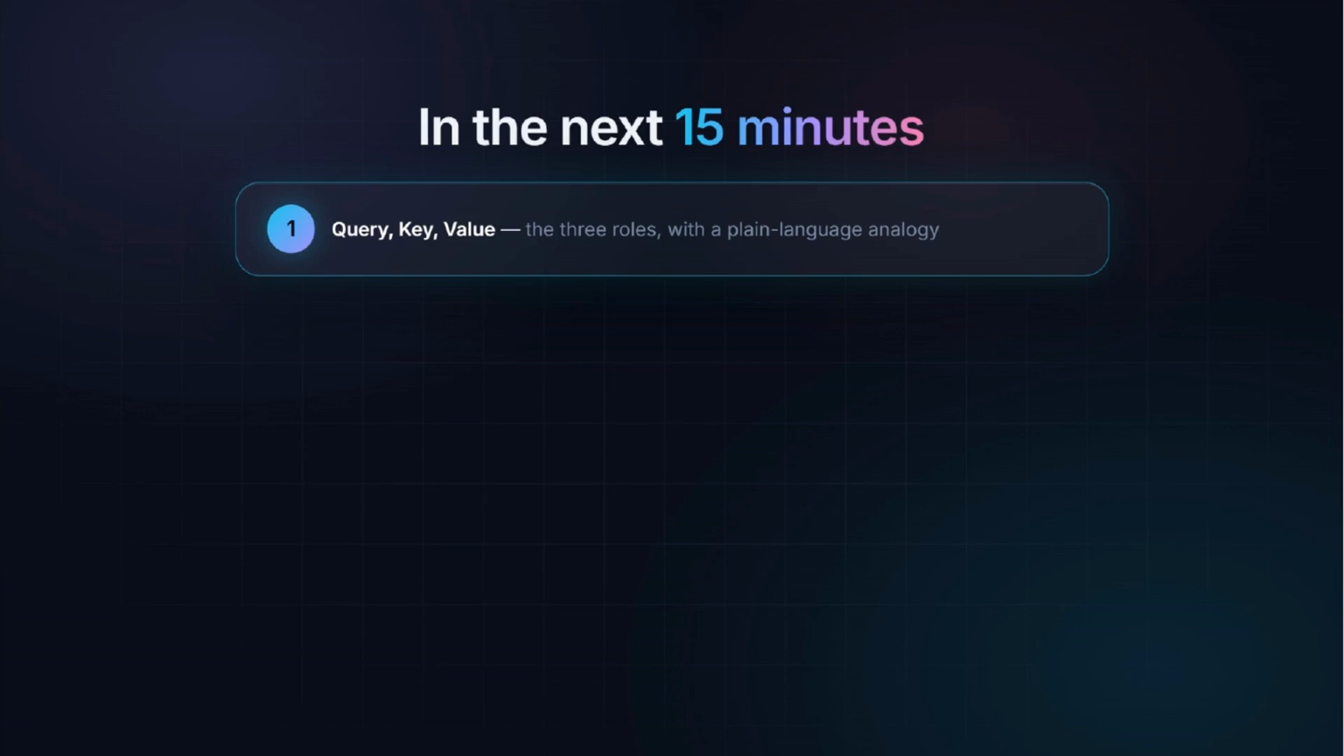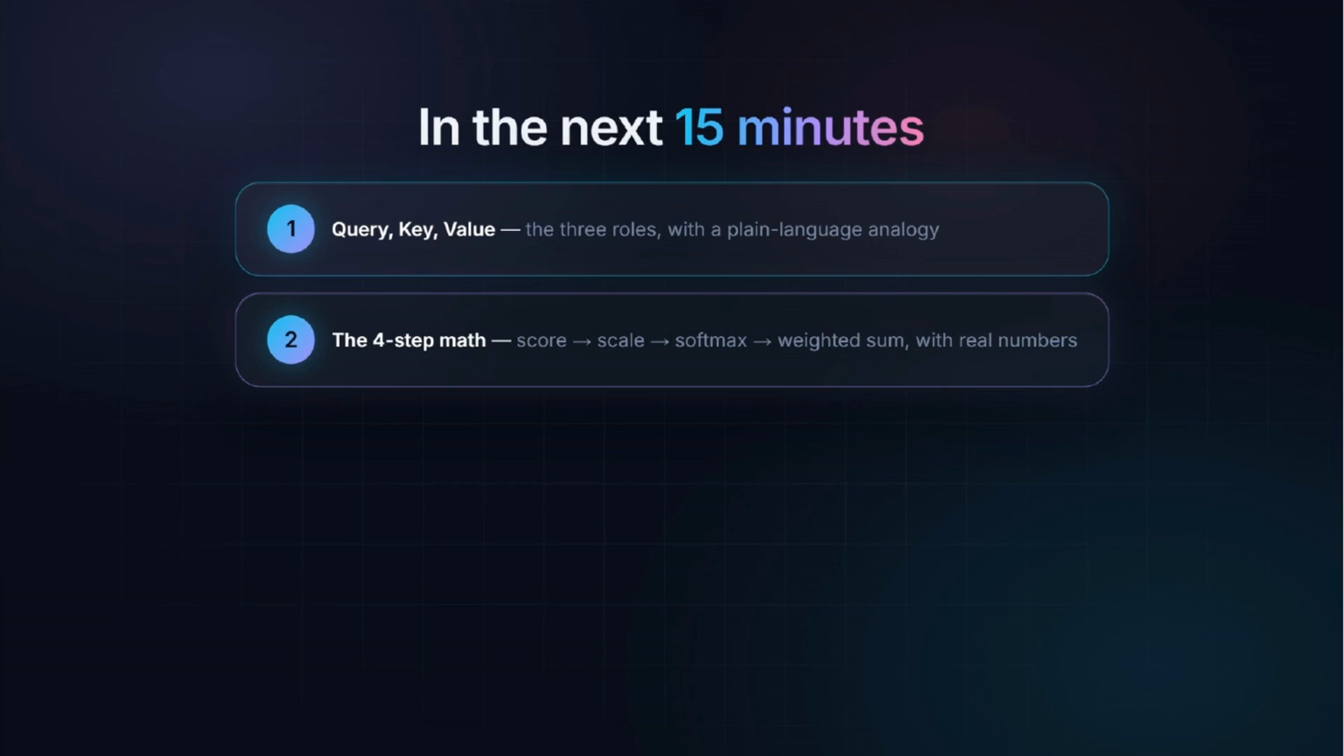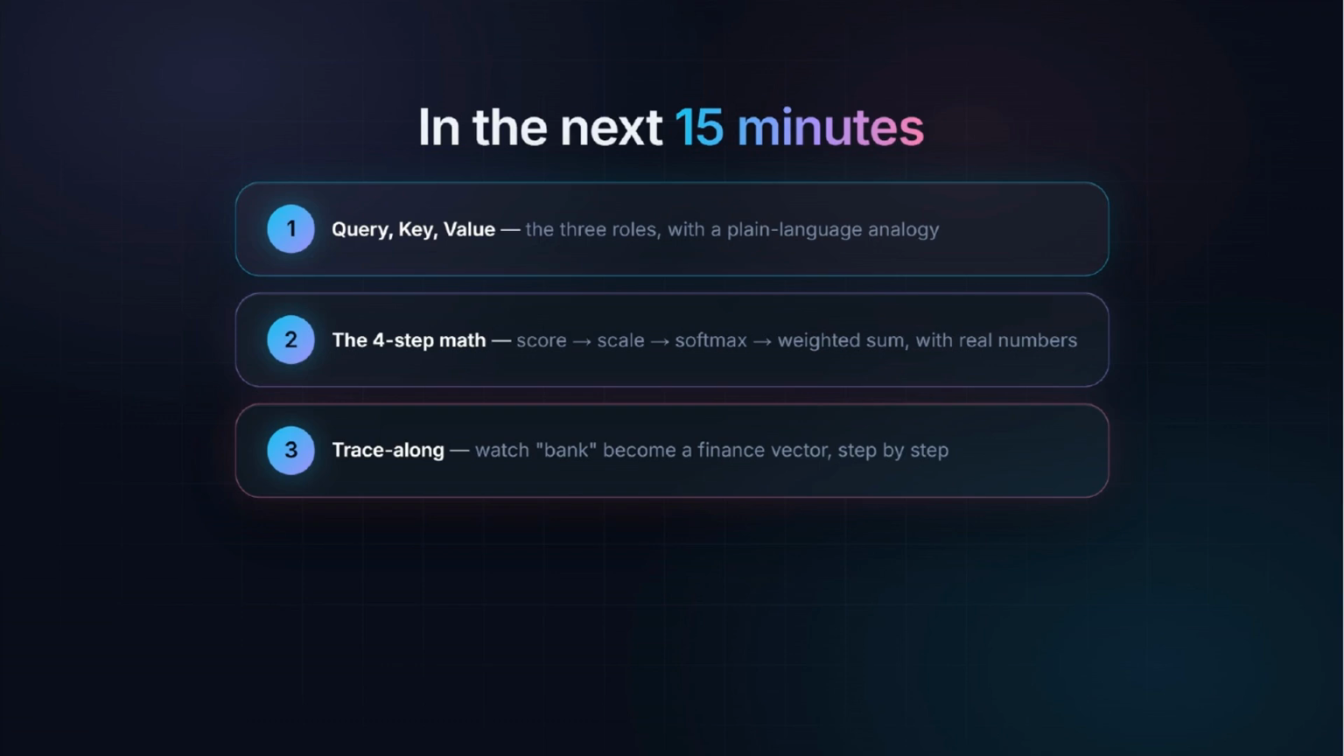Here's the plan. First, query, key, and value, the 3 roles, with an analogy that makes them obvious. Second, the 4-step attention math: score, scale, softmax, weighted sum. And we'll do it with real numbers, as always. Third, a trace-along. We'll watch bank literally become a finance-flavored vector, step by step.